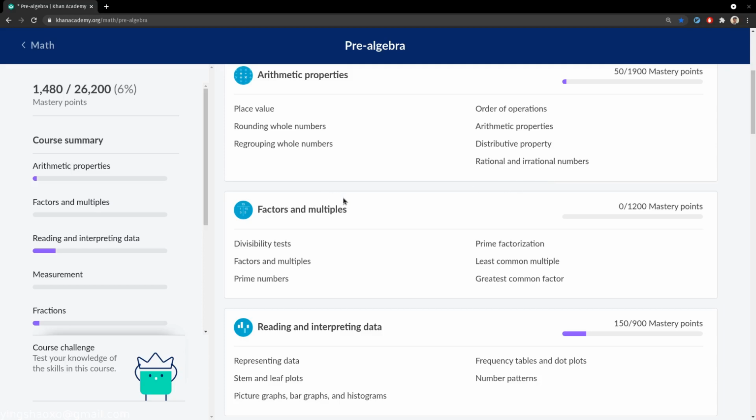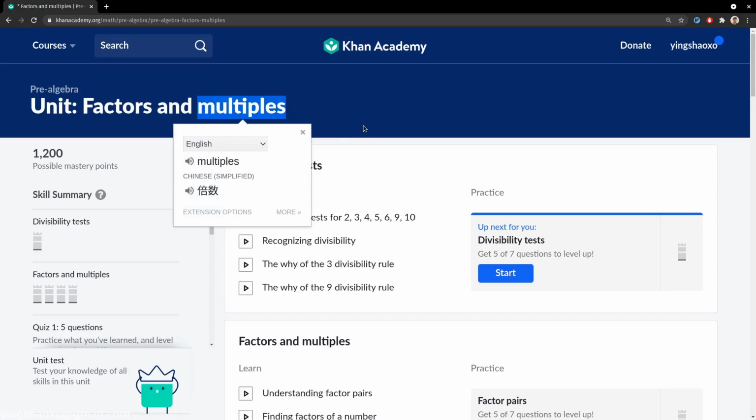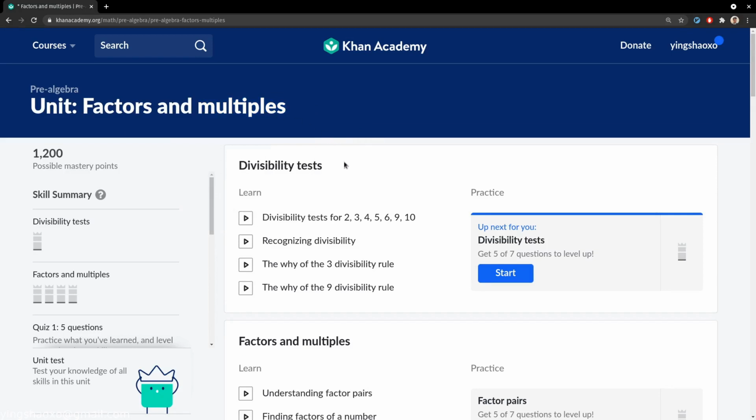So today we're going to learn the factors and multiples. Multiples. Okay, it's called multiples. Factors and multiples. Let's start from the first one.